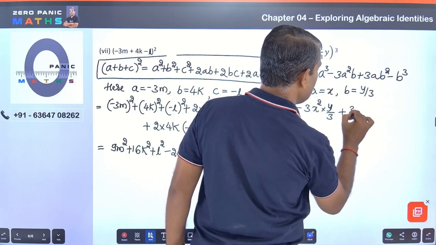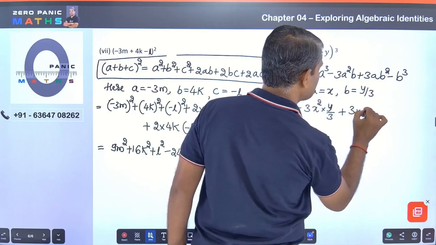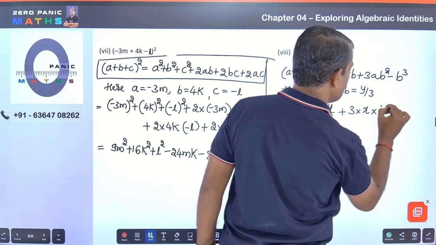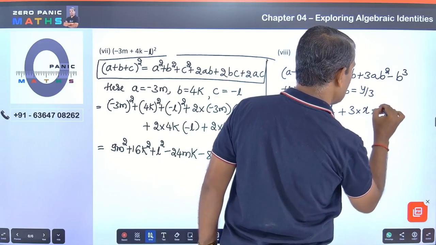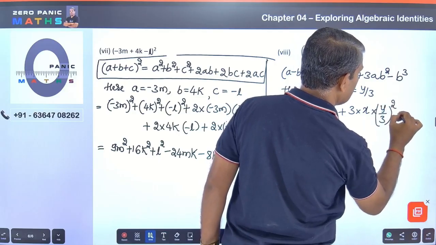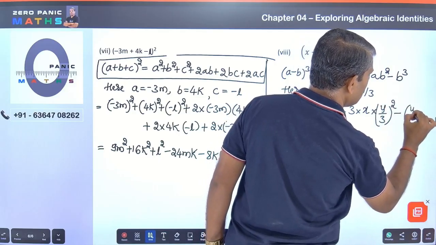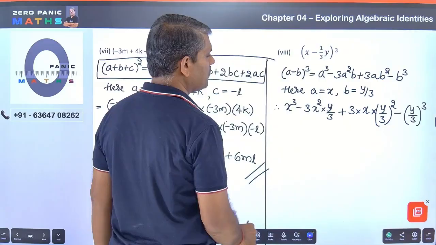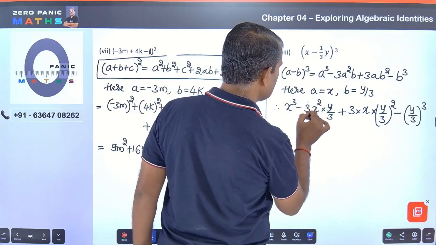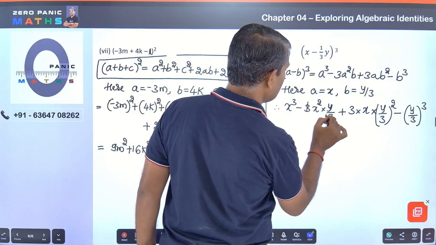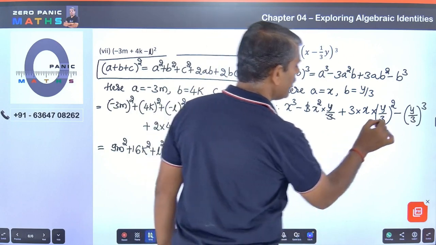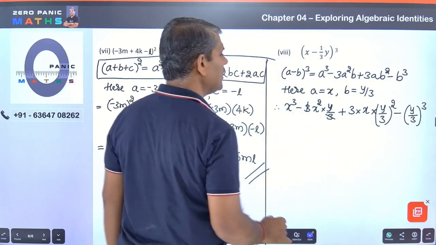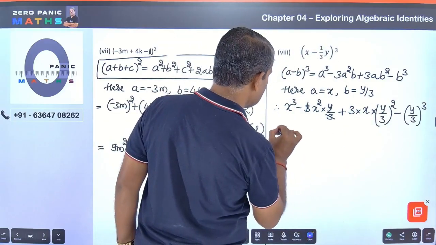Plus 3a, a is x, you know that, and b square, b square is (y by 3) whole square, minus (y by 3) whole cube. This is the expansion. Now what we can do is this 3 and this 3 we can cancel. Again here also it will be 9 and 3, 3 ones are 3, 3 threes are 9, will get cancelled, but we have to do it in the next step.